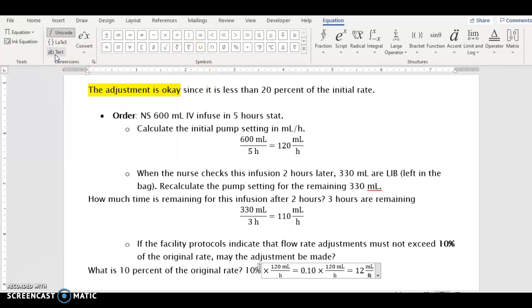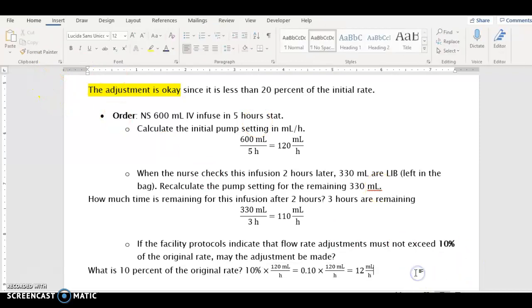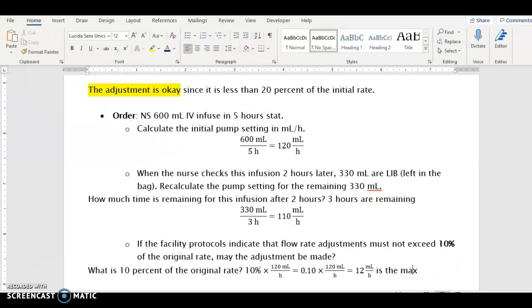Keep in mind that the maximum adjustment will depend on the original setting and the facility protocols that indicate the percentage that adjustment rates can be made. So in this problem, 12 milliliters per hour is the maximum allowable adjustment we can make for this infusion.